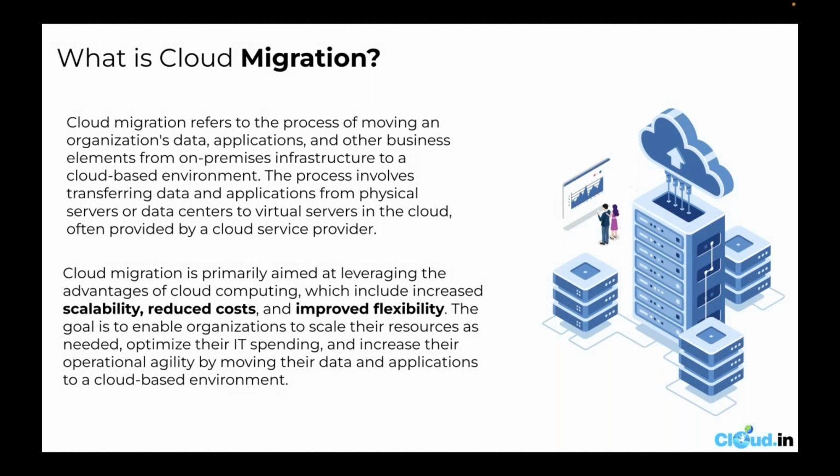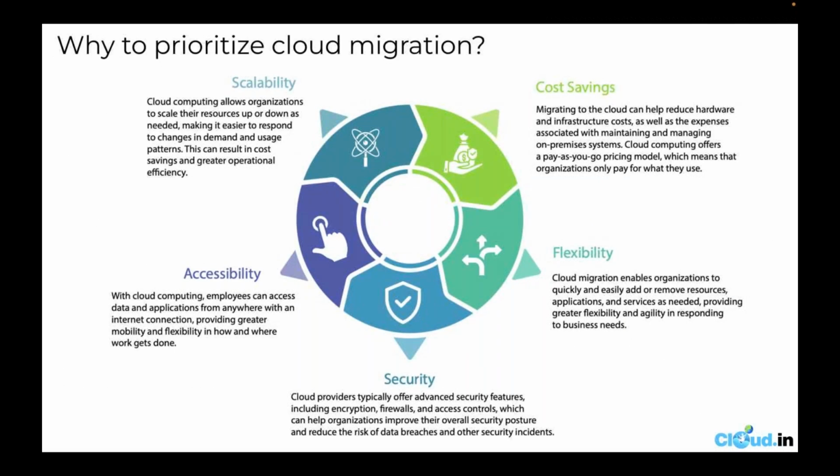So these are the major benefits that you get by cloud migration. Further, we will look in depth at the major benefits that we get by opting for cloud migration. Firstly, we have scalability. In scalability, cloud computing allows organizations to scale their resources up or down as needed. As I said before, you can upscale, and the cloud upscales or downscales for you according to your workload, making it easier to respond to changes in demand and usage patterns. This can result in cost savings and greater operational efficiency.